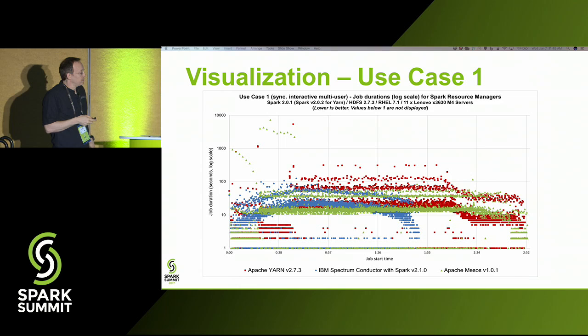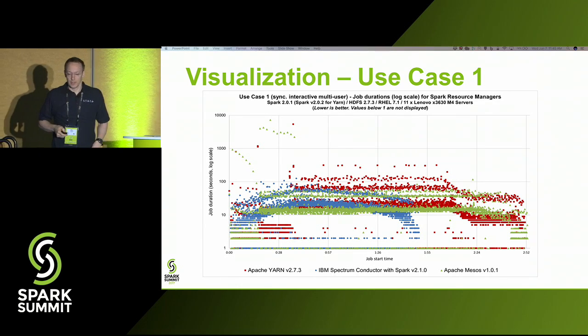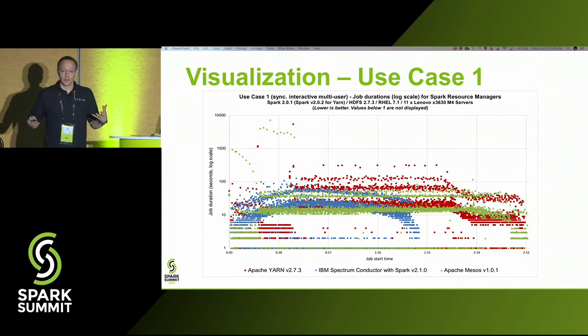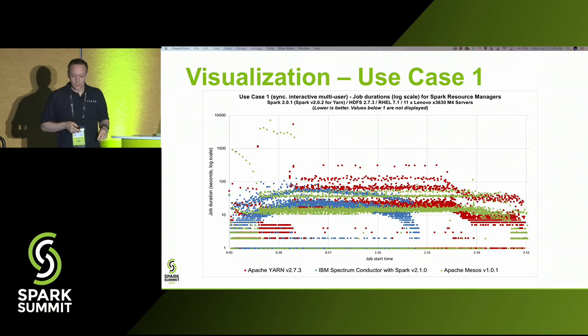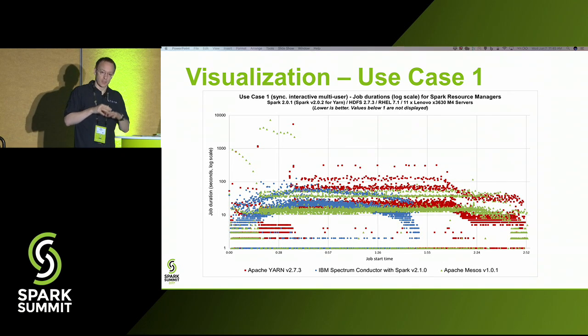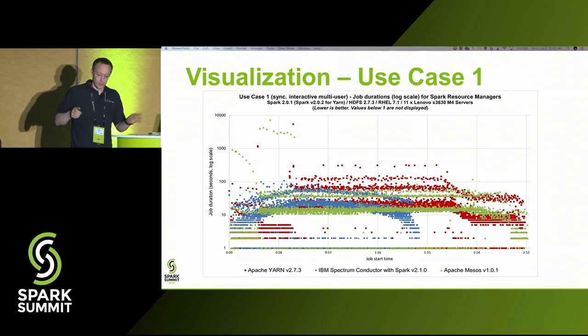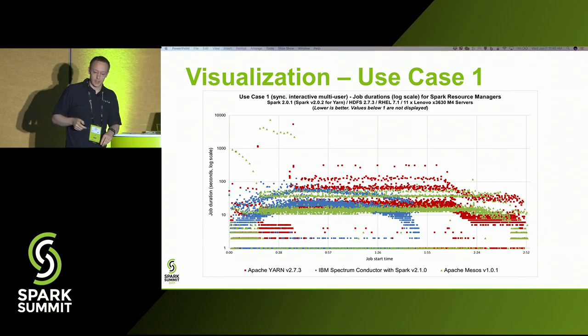Another thing that is apparent from this chart is differences in variability. In many cases, you care about the predictability of job runtimes. You don't want one user to wait a really long time while another user is speeding through necessarily, unless that's a policy that you set. And in this case, there were no quality of service priorities set on anything.